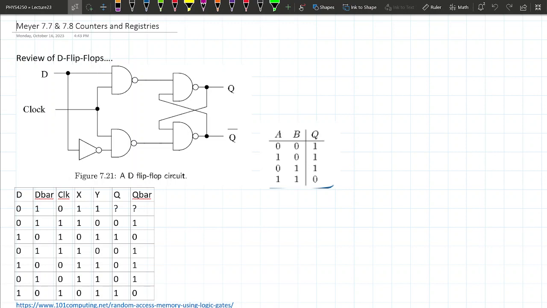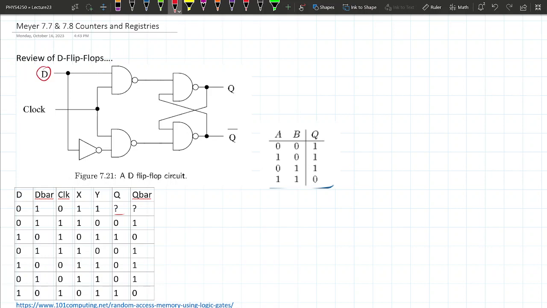Okay, so how do you deal with this, right? Because you don't know what Q and Q bar is, and those are inputs to your second pair of NAND gates. So, for example, here, I think I didn't give you guys this example where the output is actually kind of confusing, right?